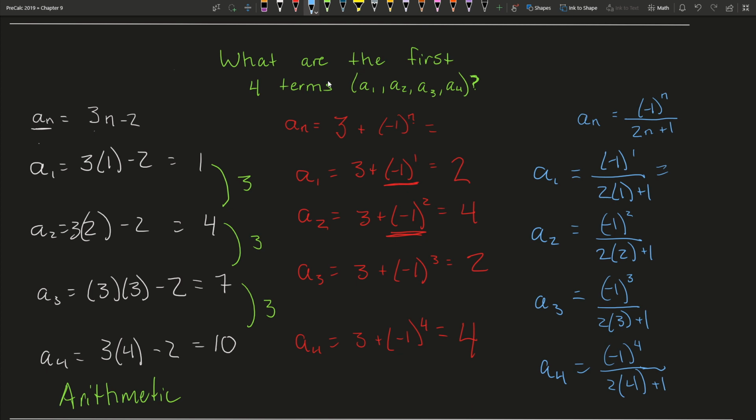And when we simplify all of this, again, we have to pay attention to the sign. So we have to pay attention to the -1 to some power. So -1 to the first power, that's going to be negative. And then 2 times 1 plus 1 is just 3. -1 squared, that's going to be a positive 1. 2 times 2 is 4 plus 1, that's 5. And then it just keeps switching sign. And the denominator keeps getting bigger.